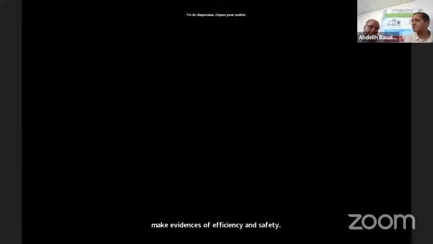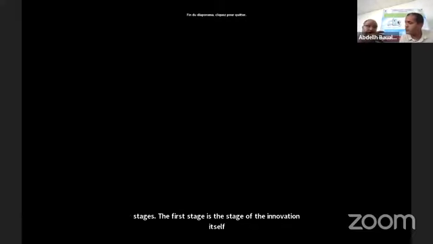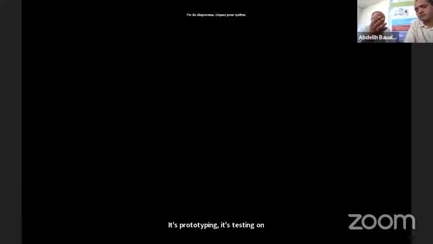But in the medical domain, we have, in fact, 4 stages. The first stage is the innovation itself, the discovery of the device, for example its prototyping and testing, in our case on whole blood, bovine blood. The second phase is to use it in animals in order to prove efficiency and safety.